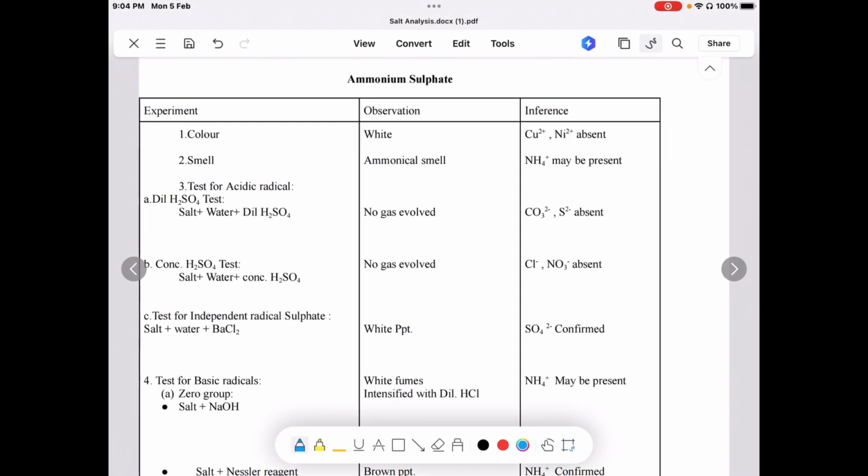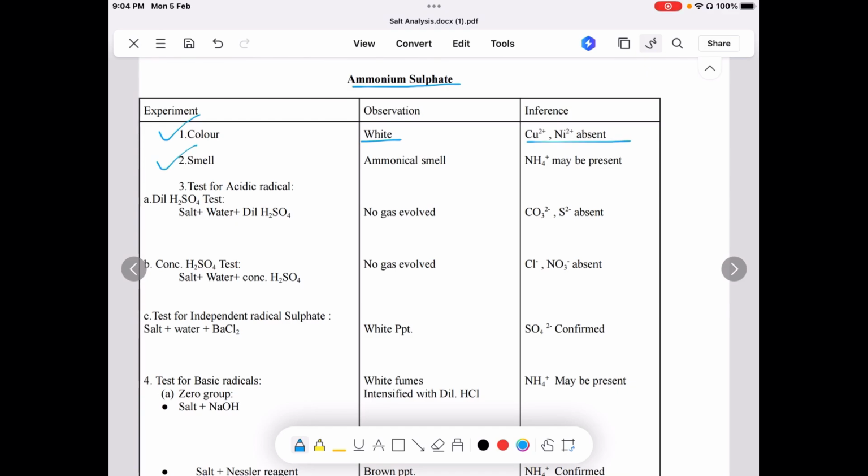Hello everyone. Let's discuss how to write salt scheme in practical exam. First I am taking ammonium sulfate here. First step, to write a color, we take white colored salt. So it means all the colored salts are absent.